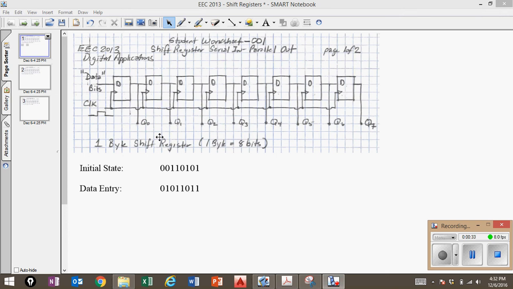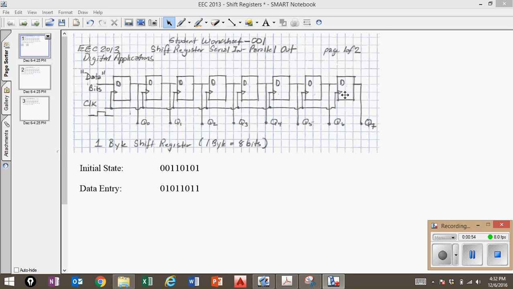This is an 8-bit shift register, which means that it will take 8 clock pulses to shift one bit of data from the first flip-flop to the last flip-flop. This allows you to store up to 1 byte of data in this set of flip-flops.